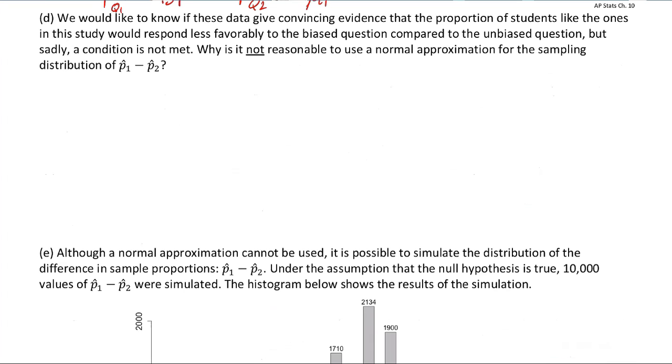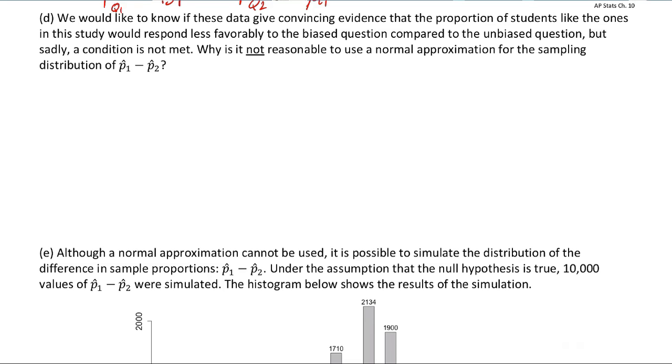Part D, we would like to know if these data give convincing evidence that the proportion of students like the ones in the study who would respond less favorably to the biased question compared to the unbiased question. But sadly, a condition is not met. Why is it not reasonable to use a normal approximation for the sampling distribution of p hat 1 minus p hat 2?